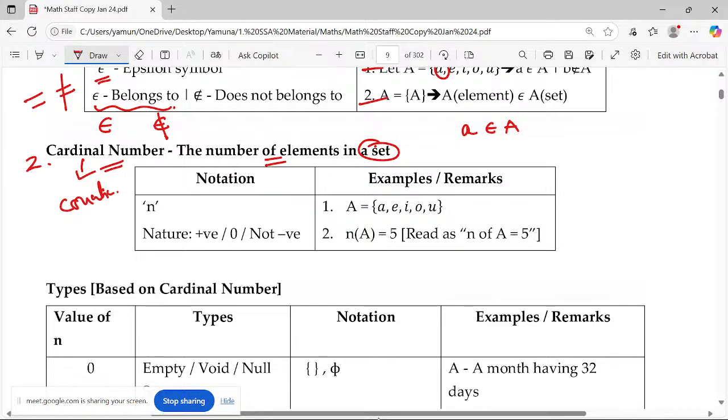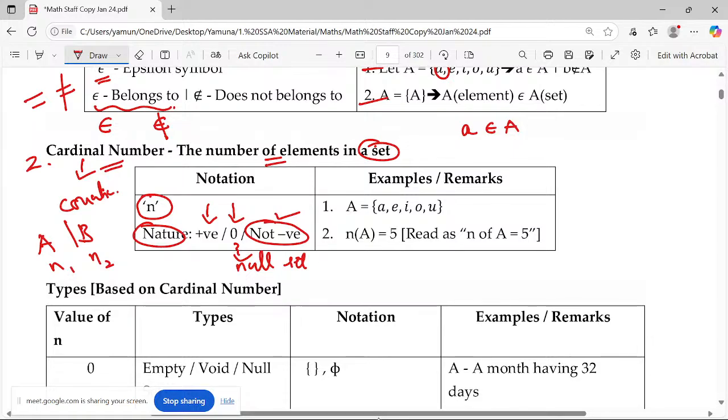The notation used is usually small n. In rare cases, we may use capital N. If I'm talking about two sets, set A and set B, I can call them n1, n2 and so on. So n is usually the notation for cardinal number. What is the nature of the cardinal number? It can be positive, it can be 0, but it's never negative. If it is 0, we call this a null set.